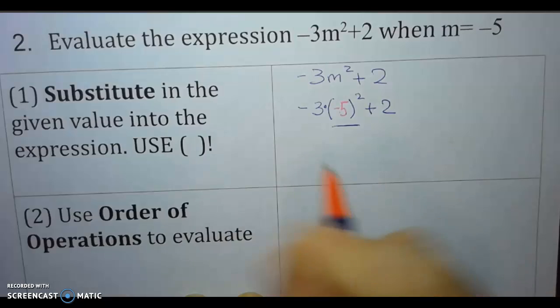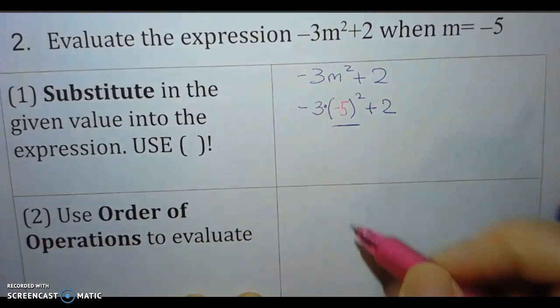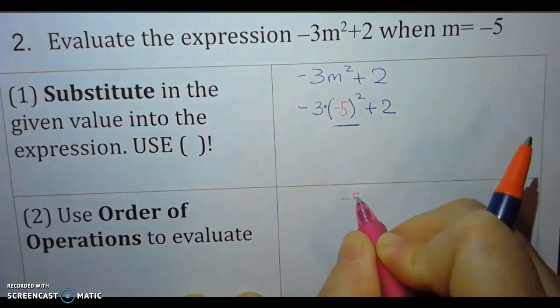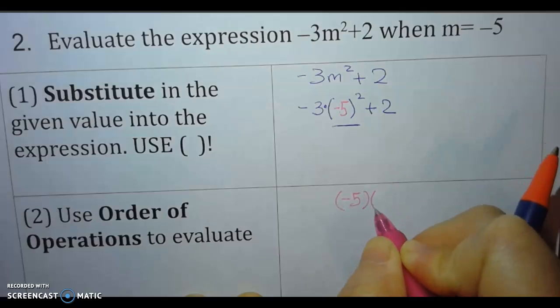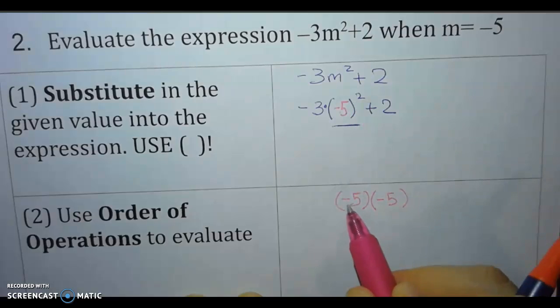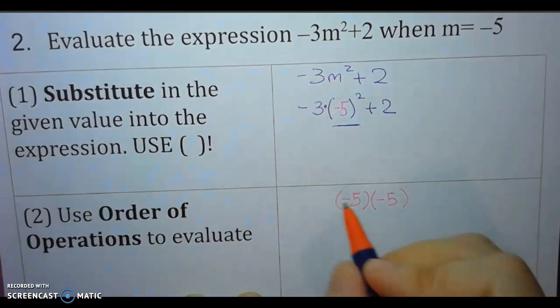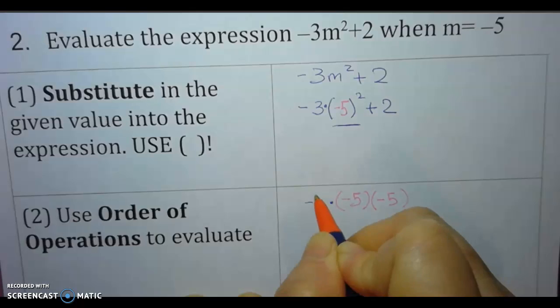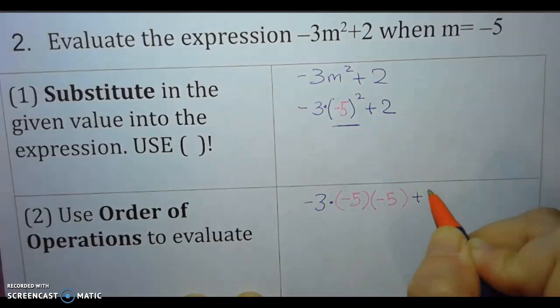Well, what does negative 5 squared mean? That means negative 5 is being multiplied by itself twice. That's what it means. So negative 5 squared is the same as negative 5 times negative 5. And we still have negative 3 here, and we still have to add 2 here. So I am just going to write the rest.